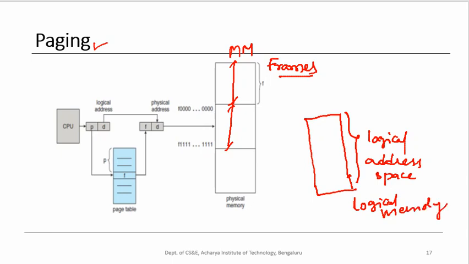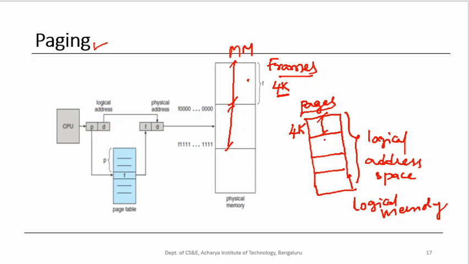The logical address space is also divided into fixed size blocks, and these blocks are called pages. So the size of a page will always be equal to the size of a frame. For example, if the size of a page is 4K, then the size of a frame will also be equal to 4K.